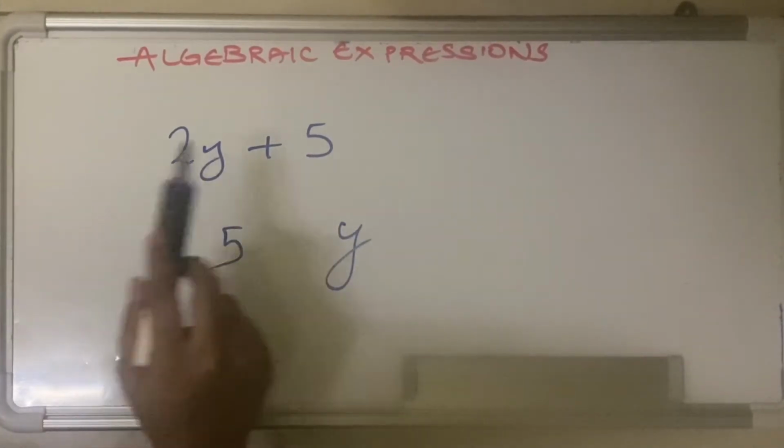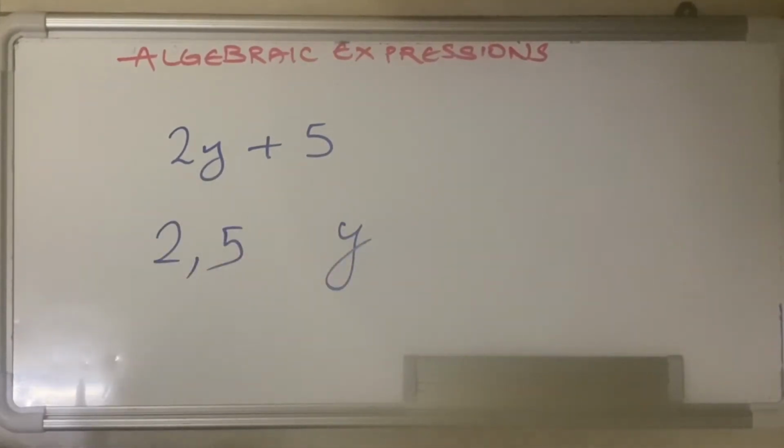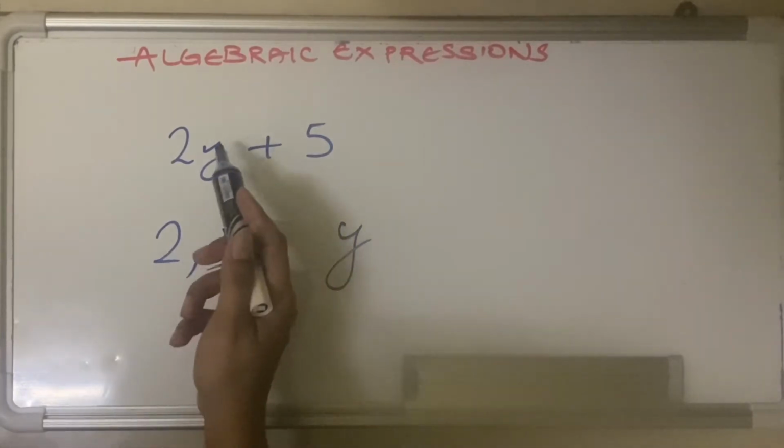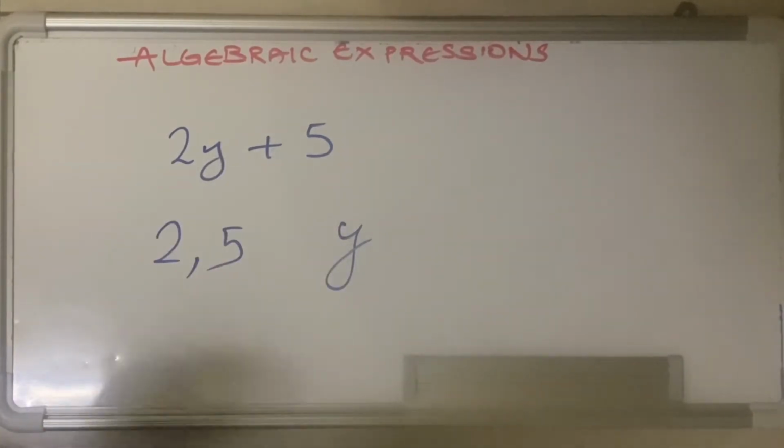Clear? Numbers will be your constants, whereas letters are used in order to denote variables, because a variable is something that can take any value. Here y can take any value. y can be 1, 2, 0, any value it can take, because of which we call it a variable. Clear?